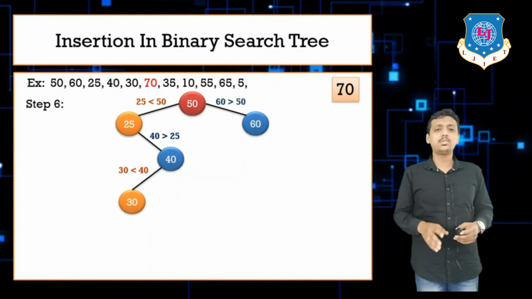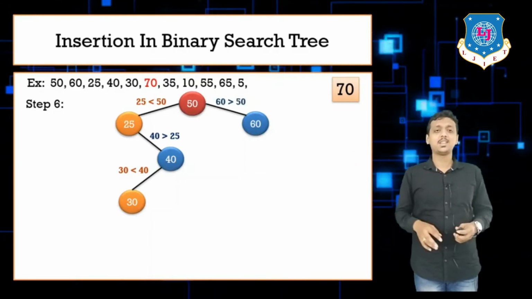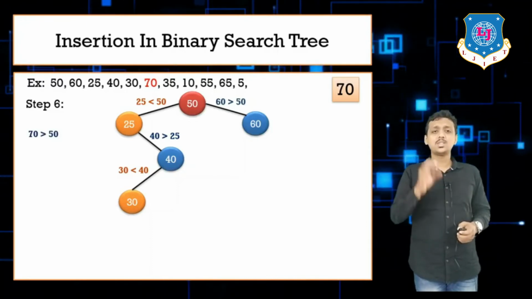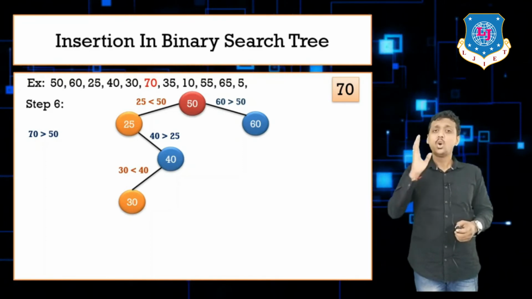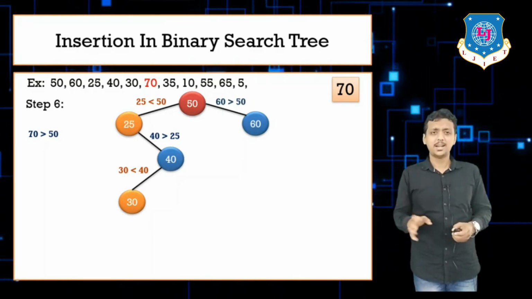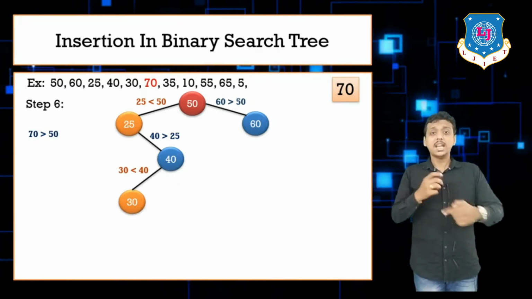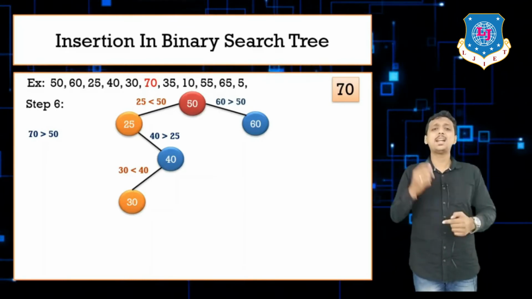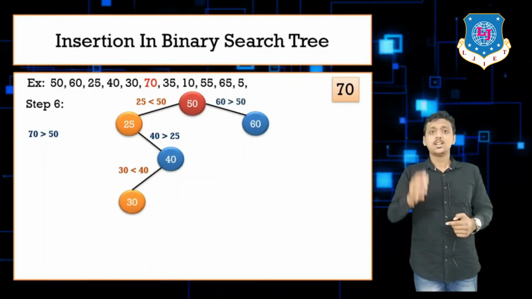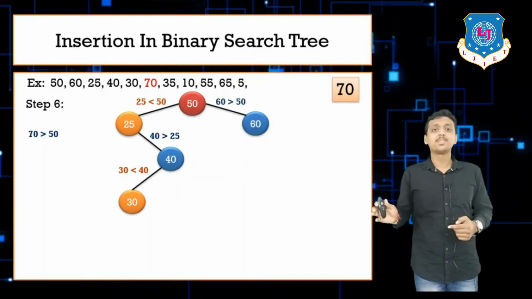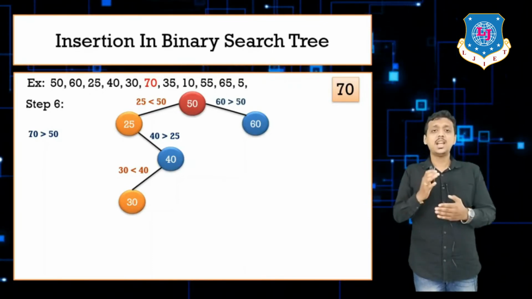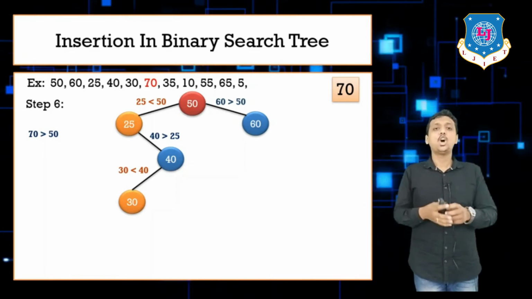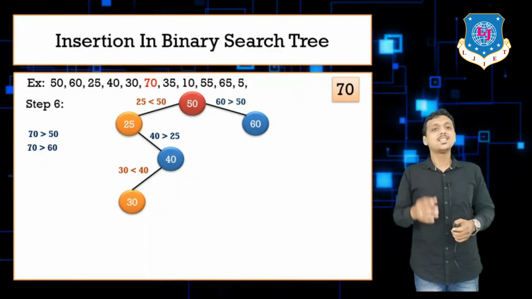On the right side of the 50, students, we found 60. So first we just compare 70 with 50. Obviously it is on the right side of the 50. The very next step is to compare 70 with 60. 70 is greater than 60, so let's insert 70 on the right side of the 60.